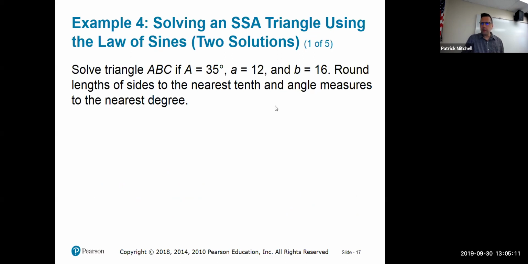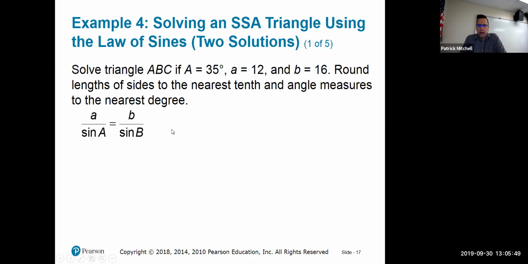All right, that brings us to example 4, solving an SSA triangle, the ambiguous case. And in this one, there's going to be 2 solutions. So how does that work? They want us to solve triangle ABC. If angle A is 35 degrees, side A is 12, and side B is 16. They've told us everything there is to know about ratio A, so we'll go ahead and try to figure out angle B.